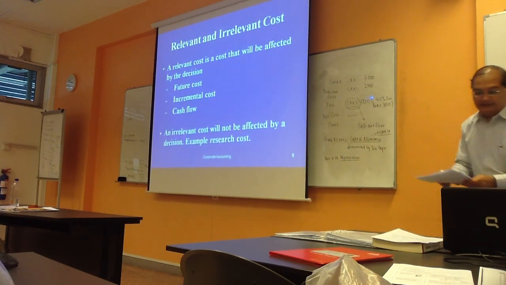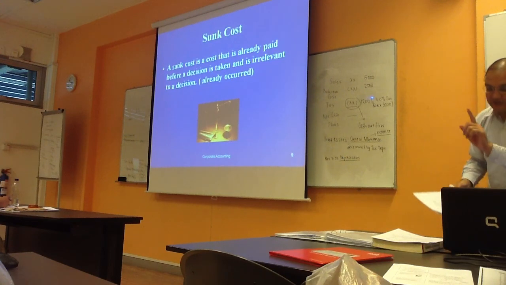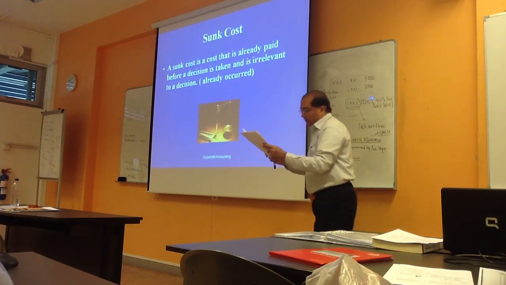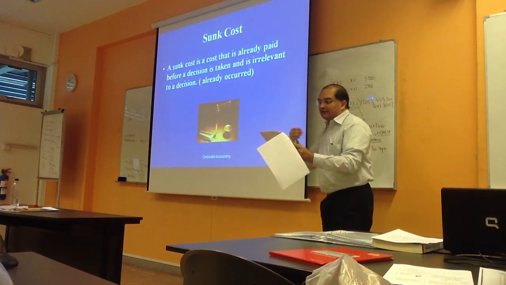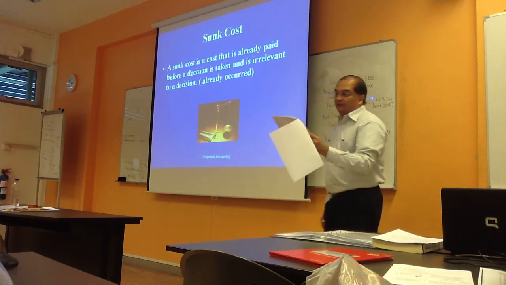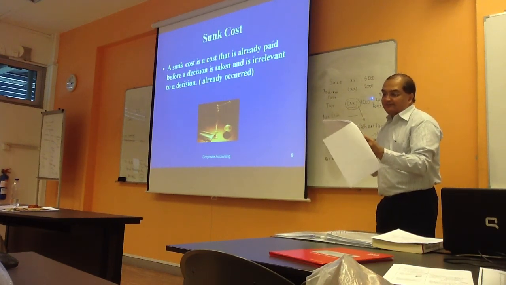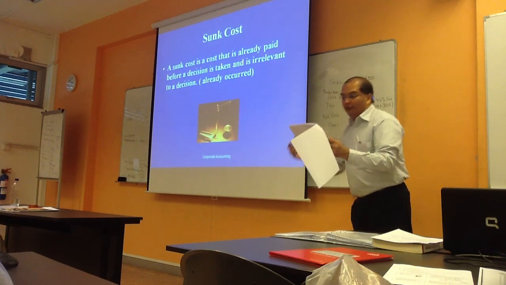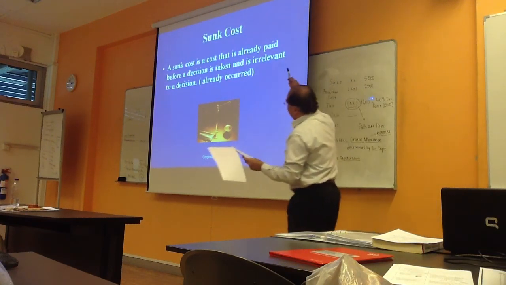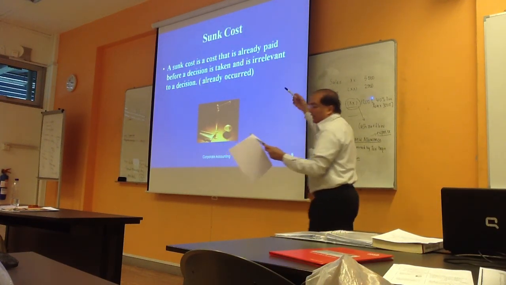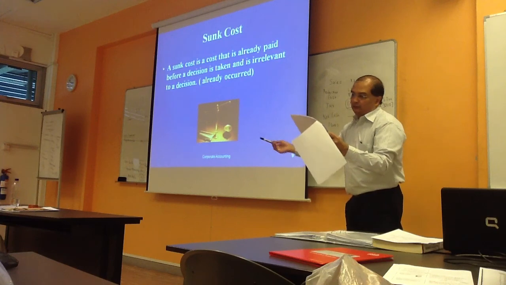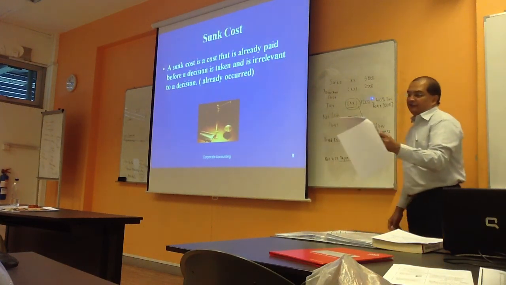Now, the next slide, which is sunk cost, ties in also with the irrelevant cost. A sunk cost is a cost which is already paid and is also irrelevant to the decision that we are about to take. So a sunk cost is paid before we take a decision, and therefore it is not relevant to the decision we are taking. The decision here refers to a project we are looking at, for example, to set up or to buy a factory, to set up a machinery in a factory.